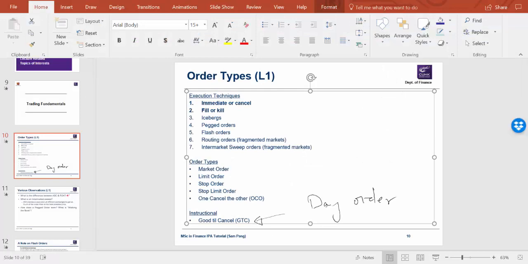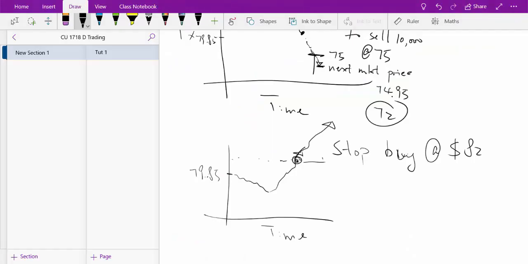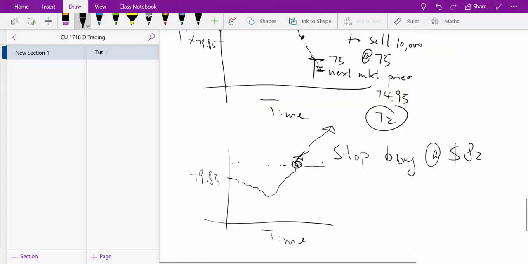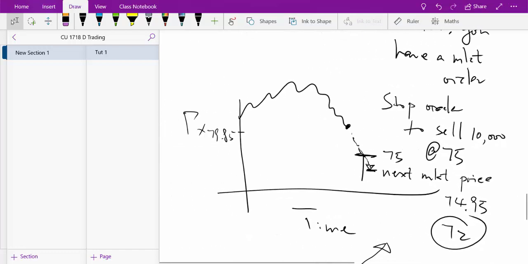Now the other one is what we call a stop limit order. You can probably tell it is a combination of these two. The way it works is, you remember I told you a few minutes ago about a stop order. Let's go back to the stop sell order.